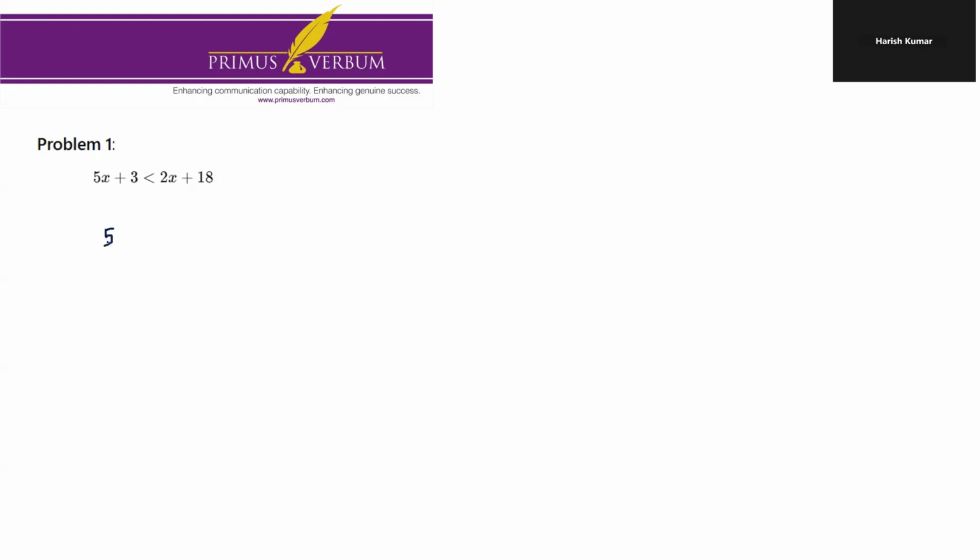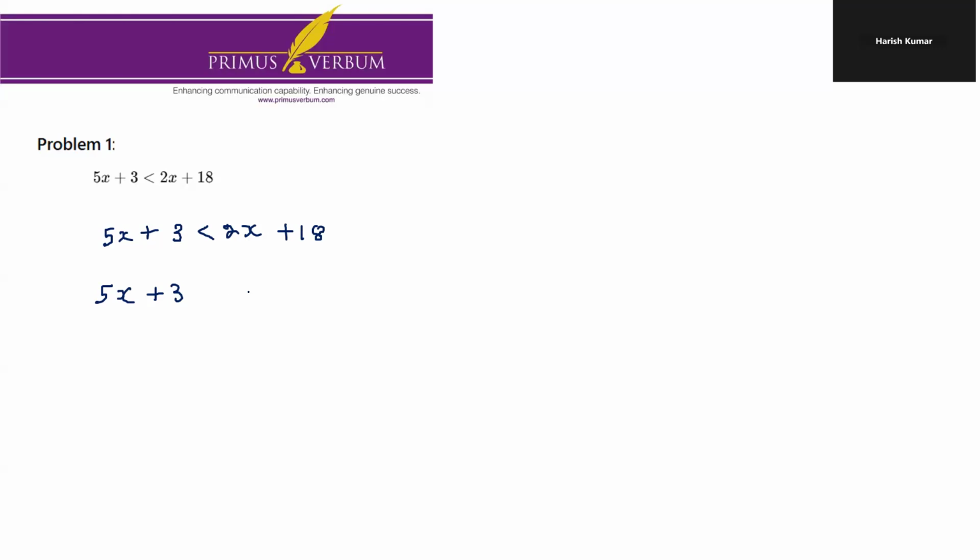So let's first rewrite the inequality as 5x plus 3 is less than 2x plus 18. So first step, we will try to bring all the variables to one side. So here we have 5x plus 3. Now I want to get rid of the variable 2x on the right hand side and bring it to the left hand side.